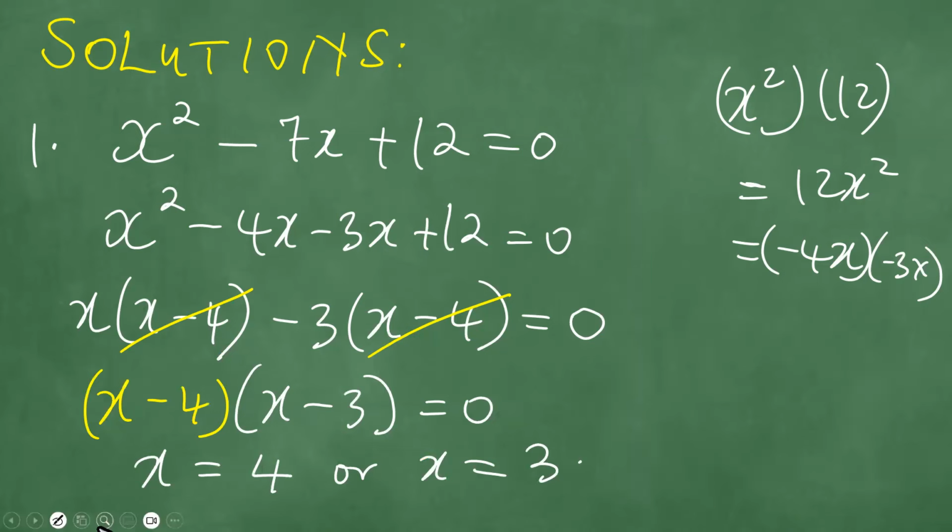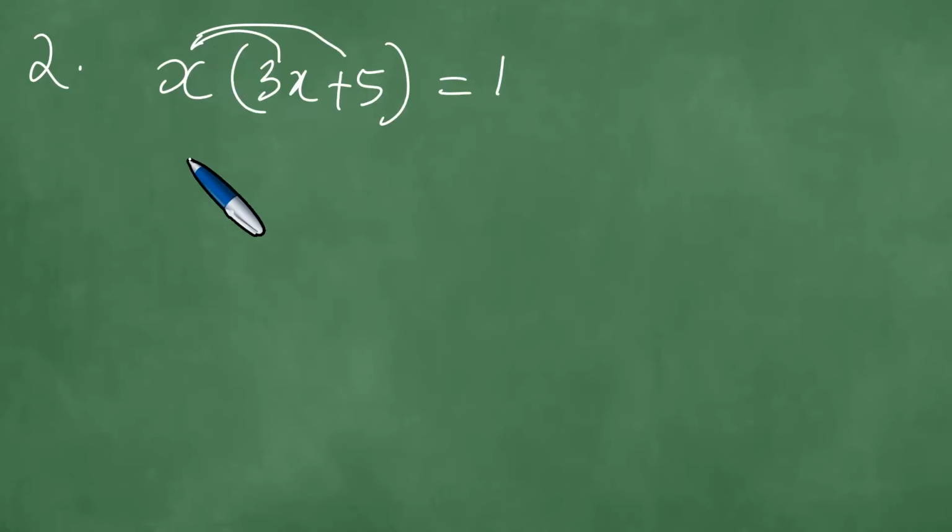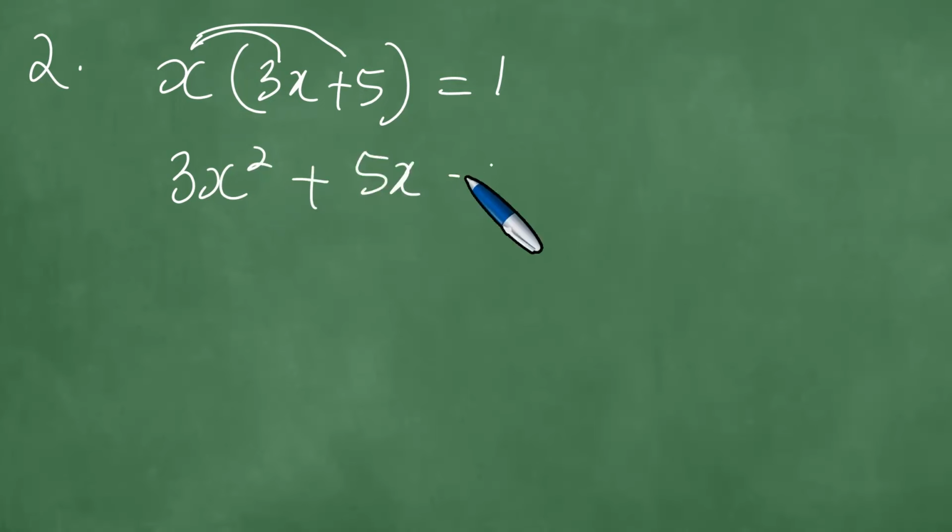Okay, next question. Number two. x into 3x plus 5 equals 1. Distribute, multiply x with 3x, you multiply x with 5, and let us see what we get. x times 3x gives us 3x squared. x times 5 gives us 5x, and we subtract 1, and the result is what?